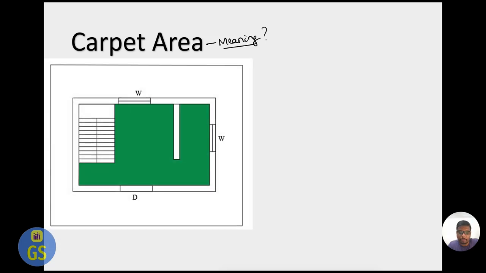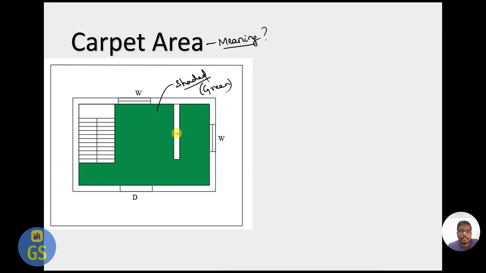Next, what is called carpet area? When you say the word carpet area, what is the meaning of it? How to calculate it? To understand what a carpet area is, now look at this picture. In this picture you can see a green color shaded portion. That is your area.